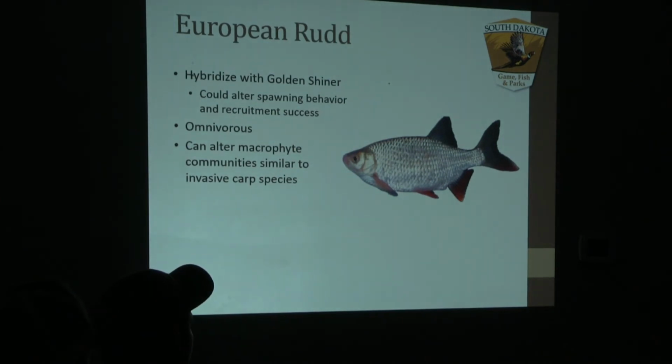All right, European rudd. One of our local systems that have these would be the interstate pond just south of Brookings. These European rudd can hybridize with golden shiner, which is a native species in South Dakota. They are omnivorous, so they eat both fish and plant species. They can alter macrophyte communities similar to invasive carp species. If you were to catch one of these, they could range anywhere from a few inches all the way up to over a foot in length. So once they get to that larger size, they surpass the gape limitations of most of our predator species, which also helps with their invasiveness.